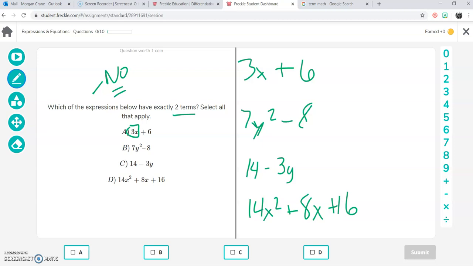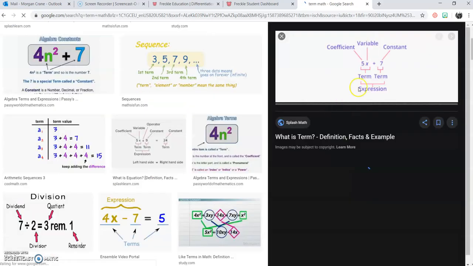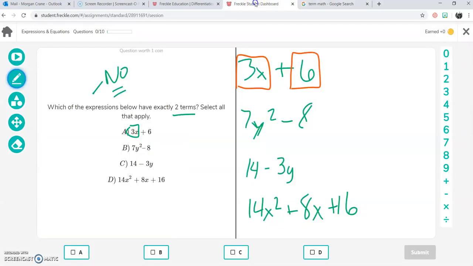Alright, so a term is going to look like this. So 3x is a term, 6 is a term. They are, I'm going to pull this up for you so you can see, they are a single number or variable together. So this image over here. So we have terms. If you can see, they box in 5x and they box in 7. They're separate. They're two separate things. The whole thing is an expression, and then we'll get to coefficient, variable, and constant later. But as you can see, a term is the number and variable together, or the number by itself, or it could be the variable by itself.